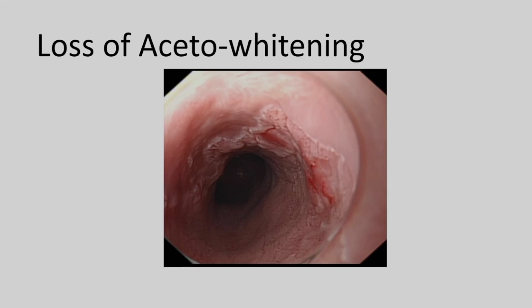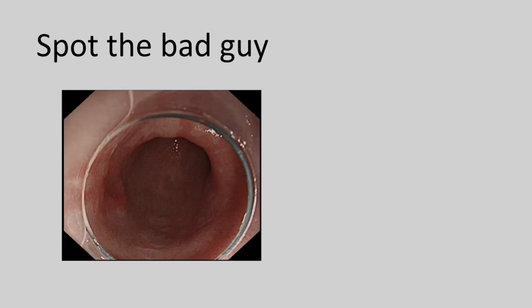Whereas this does have a problem. It does have loss of acetowhitening. That means some of the cells are not taking up the acetic acid, and those are the abnormal cells that you need to target for the biopsies. That is where the gold mine is. So spot the bad guy here.